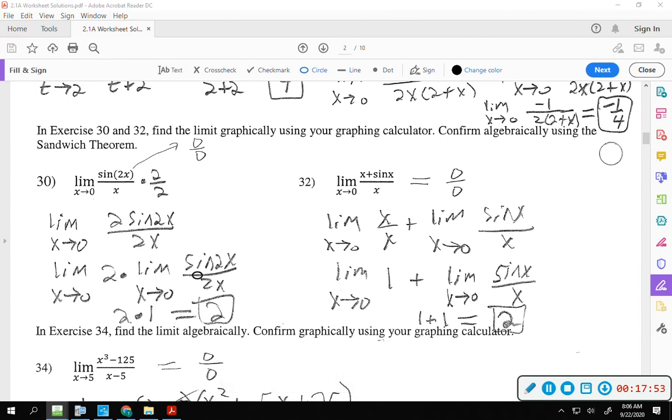However, this is a nice little algebra situation here that you can take a look at. This is a great one to look at in your calculator and actually see that it does approach the value of 2 from the right and from the left.